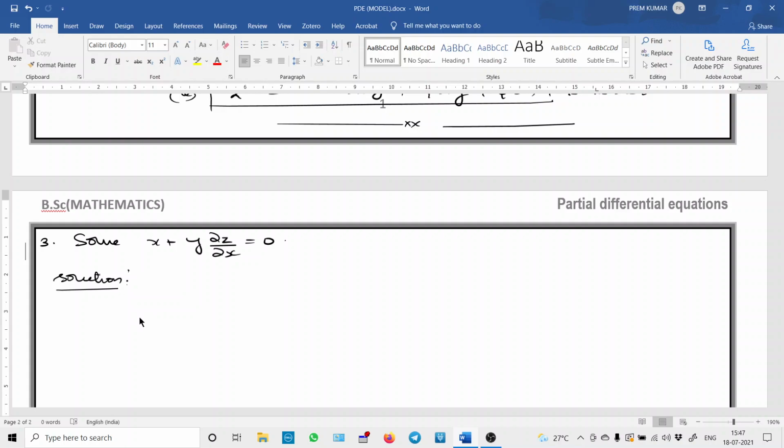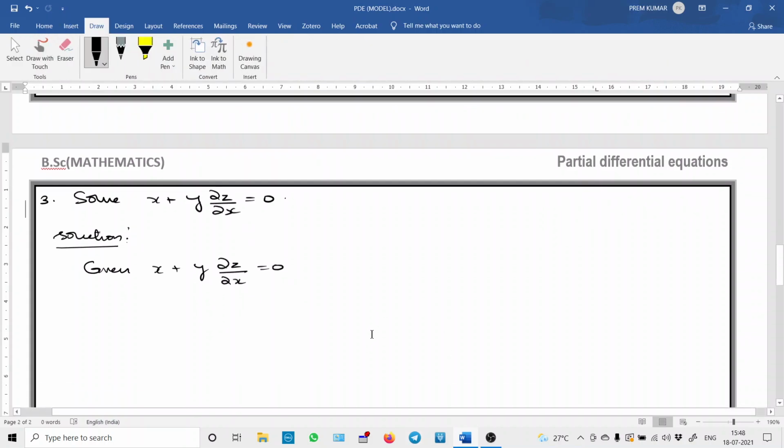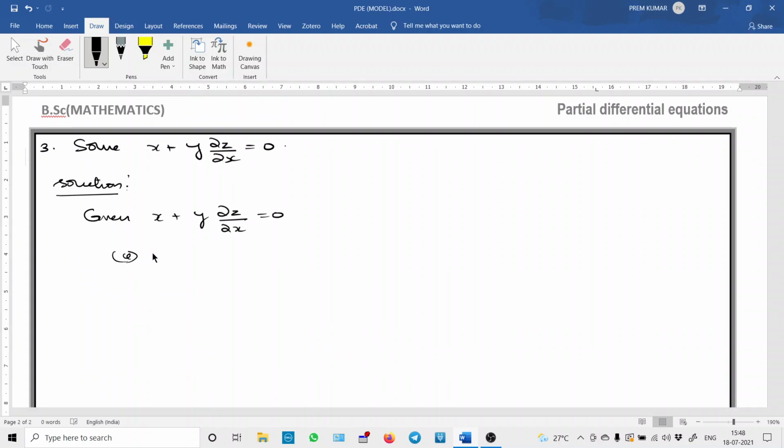Now to find the solution of this PDE, given (x plus y) into dou z by dou x equals 0, this can be written as dou z by dou x equals minus of x by y. Now what we have to do, we are going to integrate partially with respect to x. The meaning is we keep y as a constant.